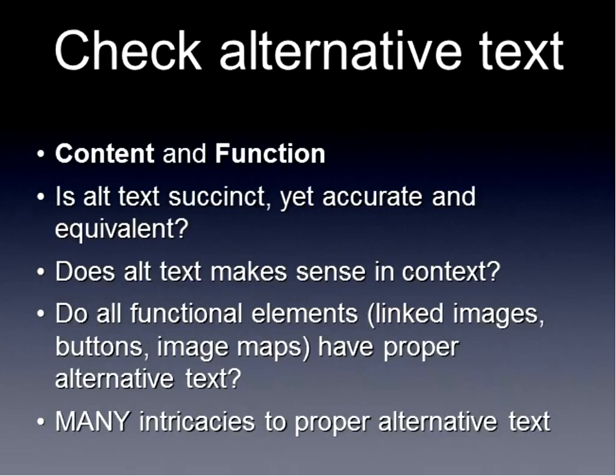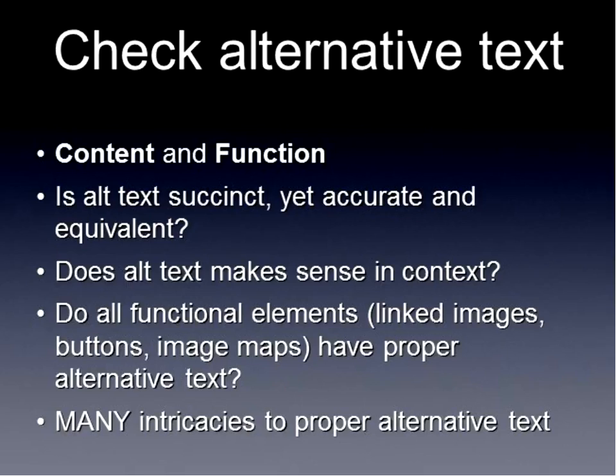Really important to check functional images. So linked images, buttons, image maps, things like that, to make sure they have proper alternative text. This is often missed, but is very significant for accessibility. If you have a functional image that everybody else can see, that everybody else can click on, but there's not alternative text for it, that's really difficult for a screen reader user. And there's a lot of intricacies to proper alternative text.